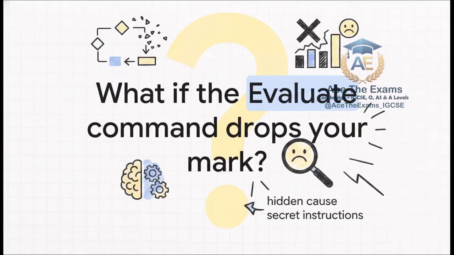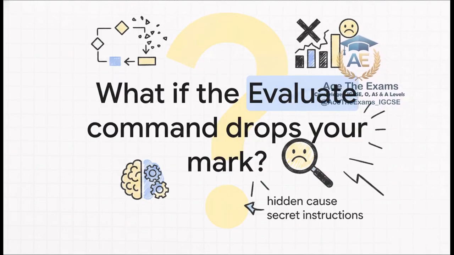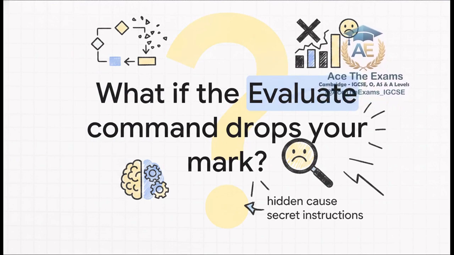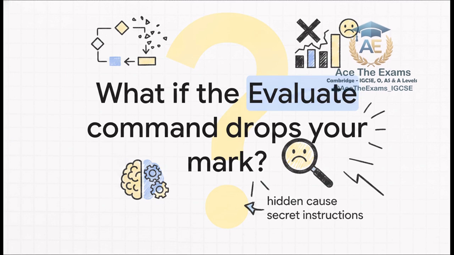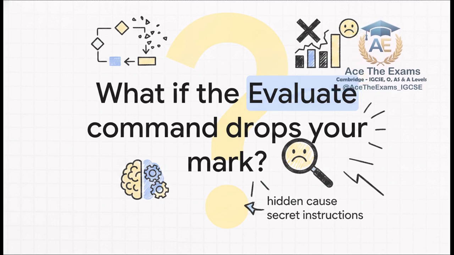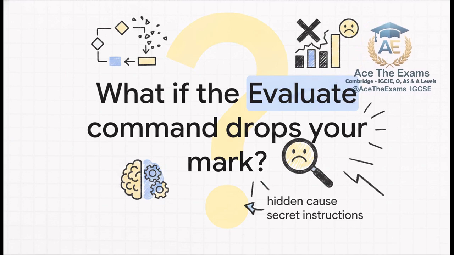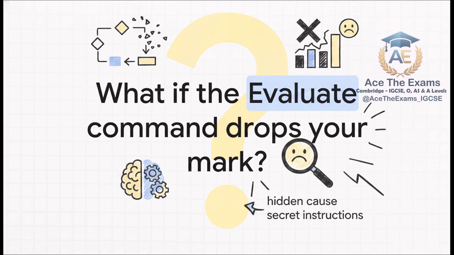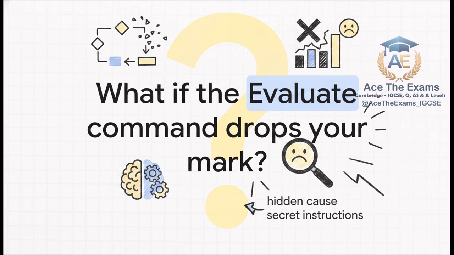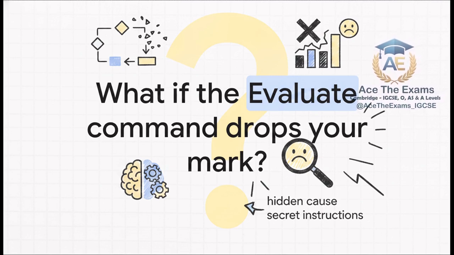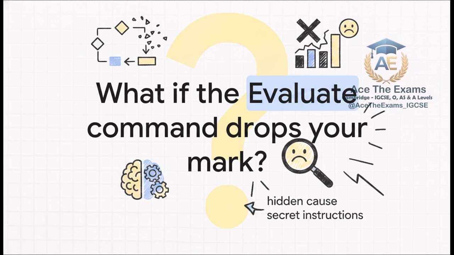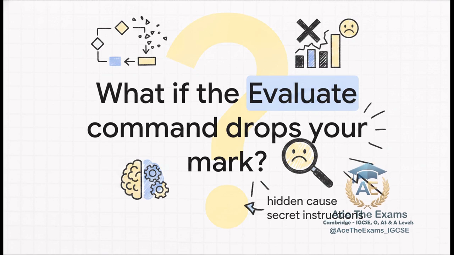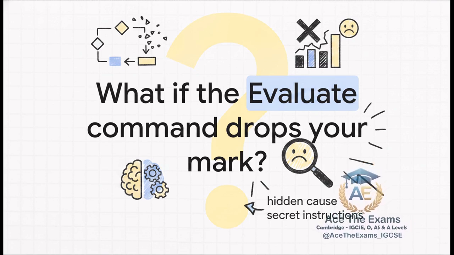Now, we've just spent this entire explainer perfecting your loop logic and making sure your flowcharts are technically perfect. But I want to leave you with a kind of terrifying thought. What if your loop flowchart is absolutely flawless, your variables are perfectly named, your conditions are 100% accurate, yet the command word evaluate in the question prompt still drops you into a lower mark band? I mean, why does this happen? Well, the hidden cause isn't your computer science knowledge, it's how you interpret the examiner's secret instructions. We're going to tear down exactly how command words decide your fate in the very next explainer. You definitely do not want to miss it. See you there.